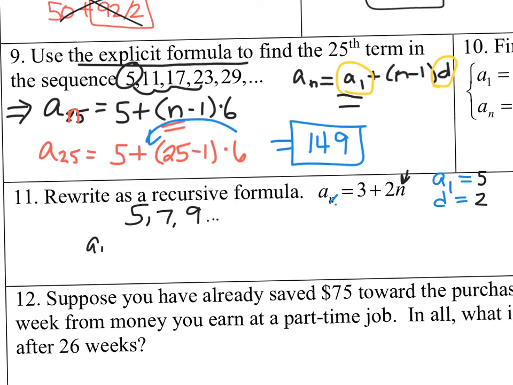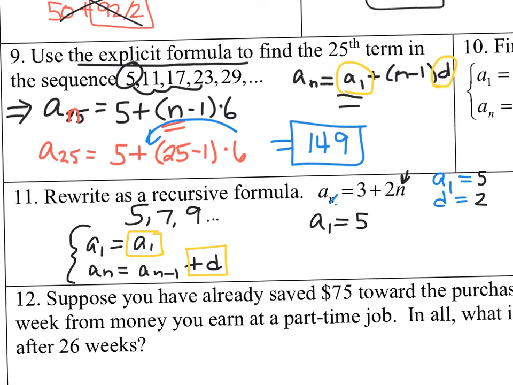So here's the formula for the recursive sequence. The recursive formula is a sub 1 equals a sub 1, and sometimes there's a bracket, and then a sub n equals the previous term, which is a sub n minus 1, plus d. So what we're going to do is fill in with numbers your a sub 1 and your d. So it's going to be a sub 1 equals 5, and then a sub n equals a sub n minus 1 plus 2. So I'm filling in the 5 and the 2.